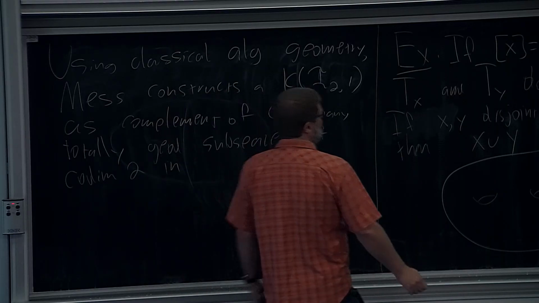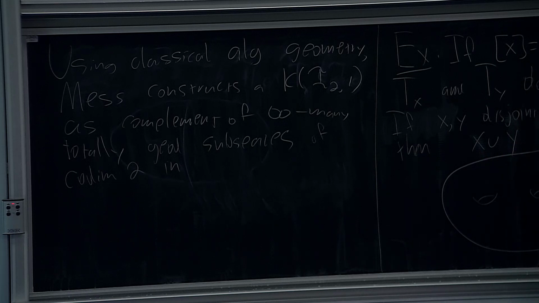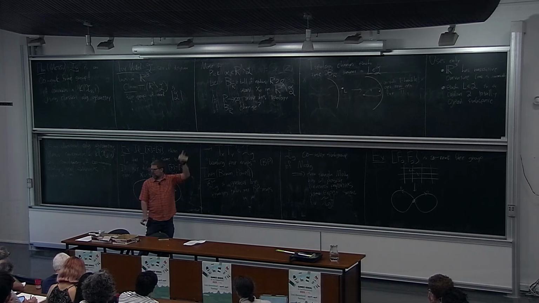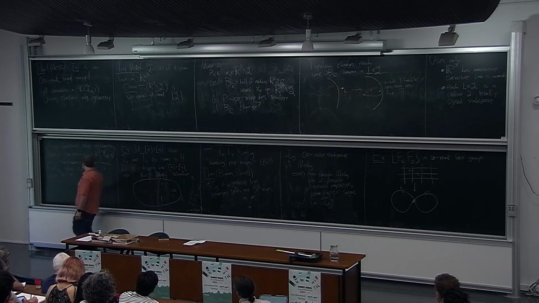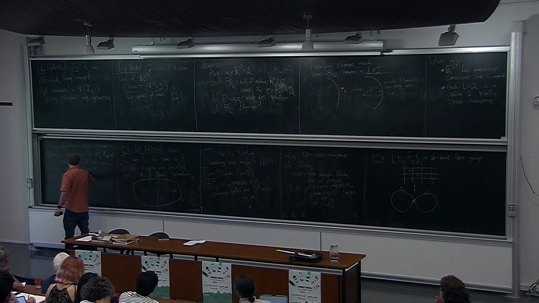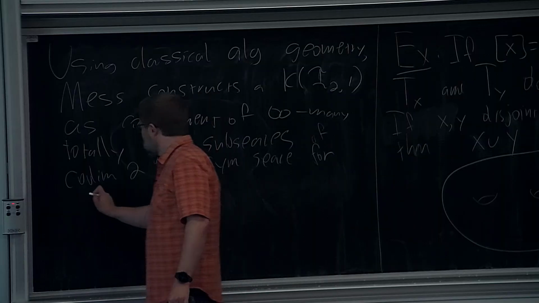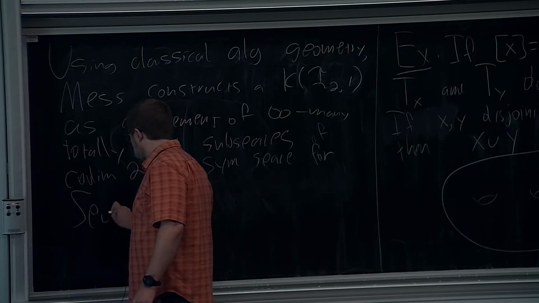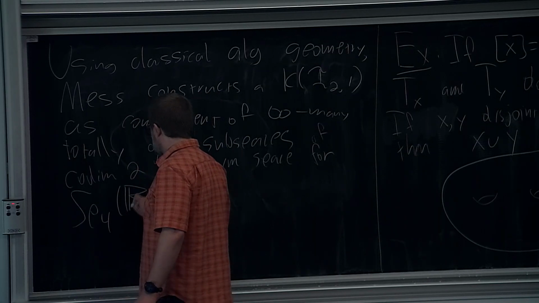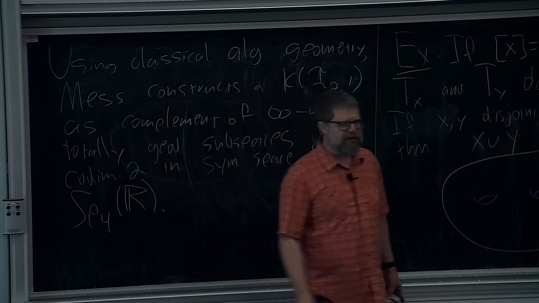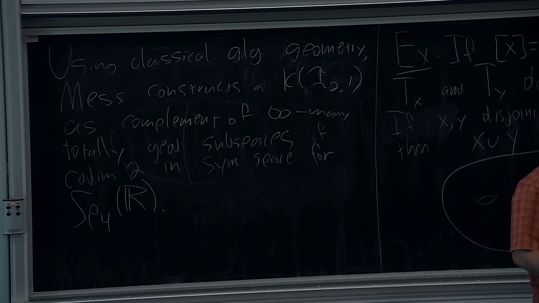You expect totally geodesic subspaces of codimension 2, so this should have something to do with the symplectic group, right? And it's in the symmetric space for SP4 of R. So if you don't know about symmetric spaces, don't worry. I'm not going to talk about them again. But they're generalizations of the hyperbolic plane. The hyperbolic plane is the symmetric space for, say, PSL2R.